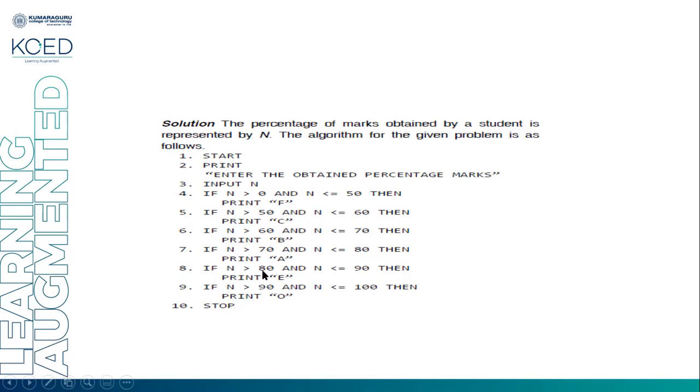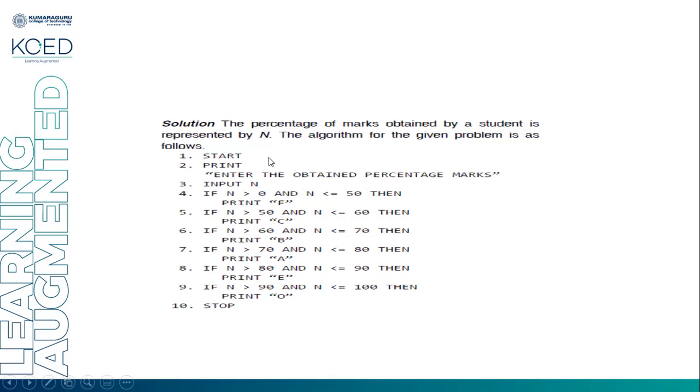Next, n greater than 80 and less than or equal to 90, that means 81 to 90, then print E grade. Next, we check if n is greater than 90 and less than or equal to 100, that means 91 to 100, then print O grade. Any one of the conditions will be true, based on the mark.